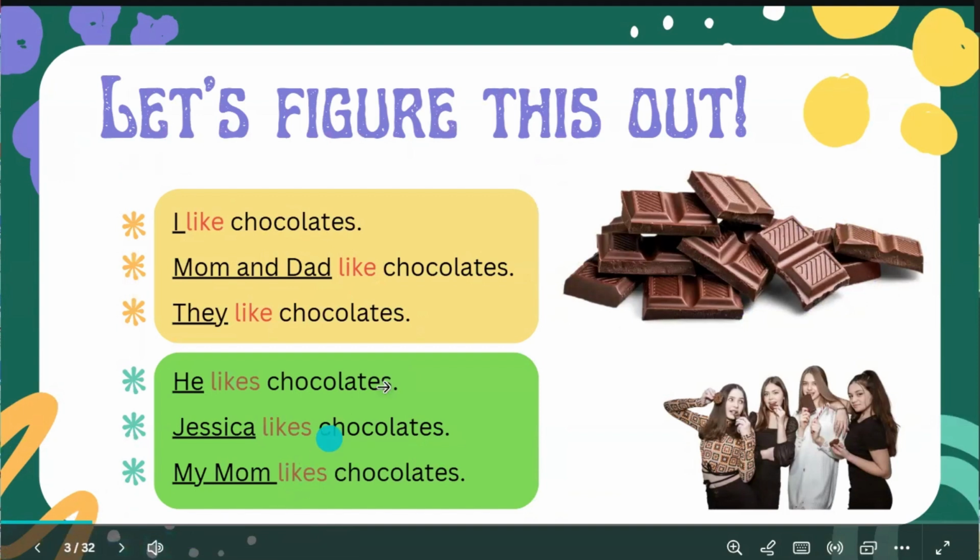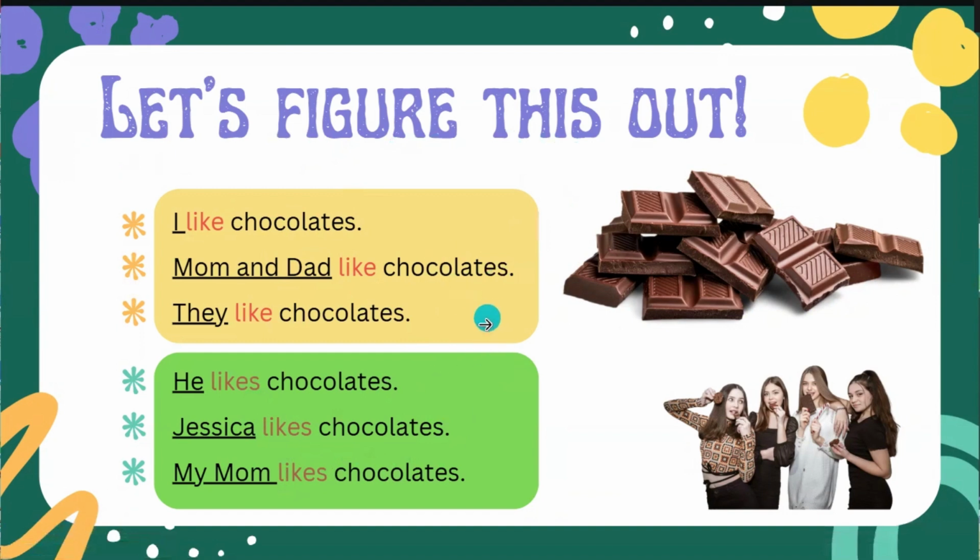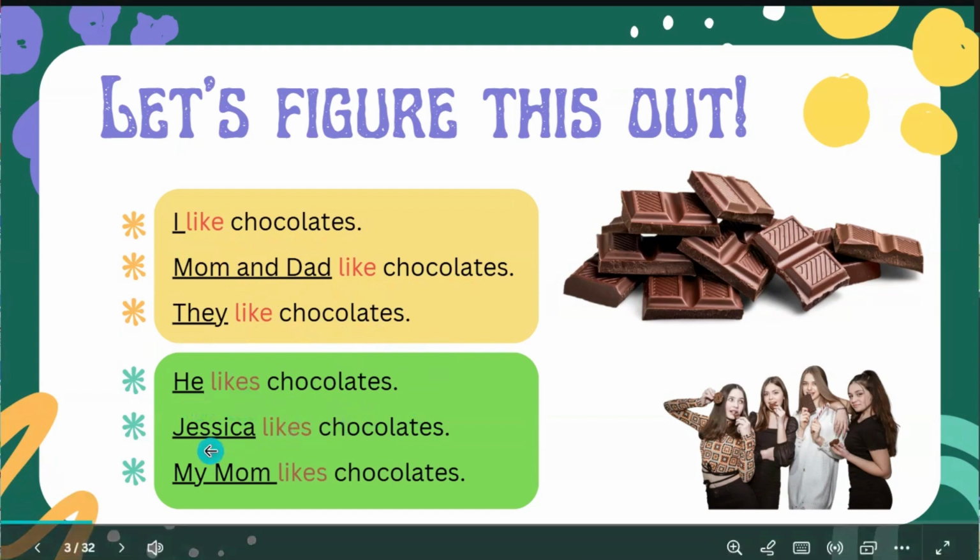Now let's take a look at this set of sentences. So let's figure this out. So we have here two sets of sentences. It's a group of sentences placed in the yellow box and another group of sentences placed in the green box. So let me read you these sentences. Number one, I like chocolates. Mom and Dad like chocolates. They like chocolates. Now let's have the green box. He likes chocolates. Jessica likes chocolates. Mom likes chocolates. Now, let's take a closer look at the word like.